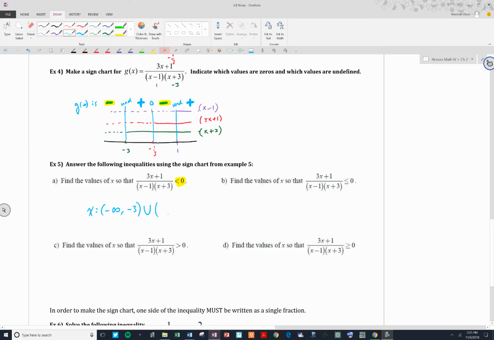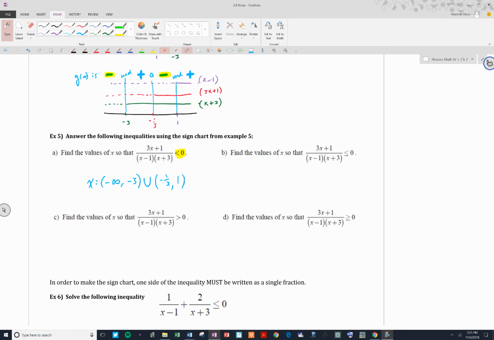Union. Remember, negative 3 is actually a vertical asymptote. And then from negative 1/3 to 1. I didn't want to include any of those values because it's just less than 0, not less than or equal to. The next one is looking for where it is positive.